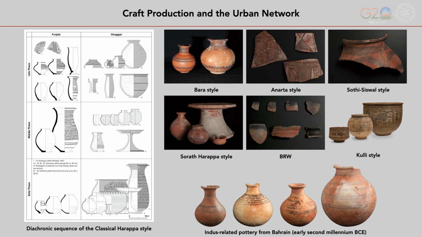Some regional styles that did not originally have any contact with other styles in the other parts of the Indus region came into the Indus urban system. The balanced style black and red ware is one example of such.